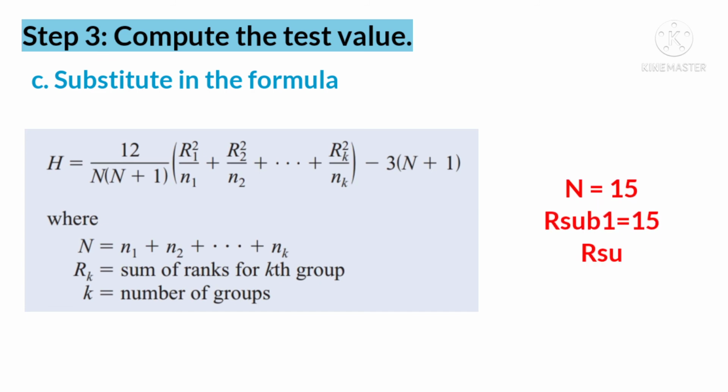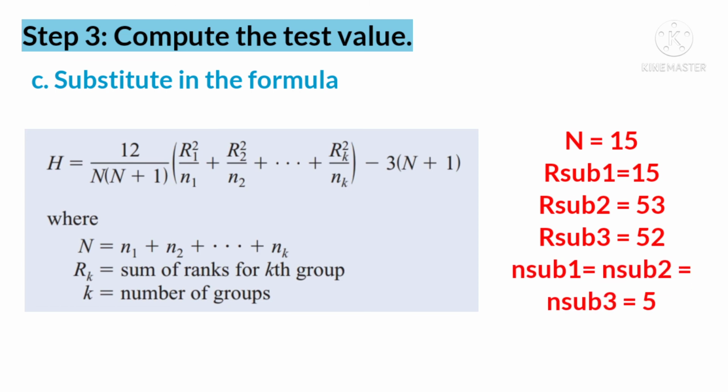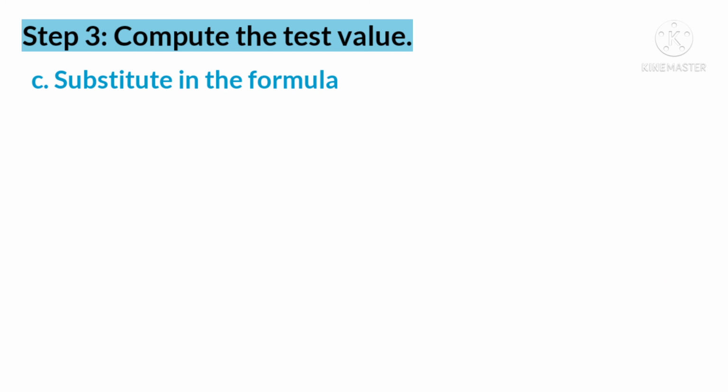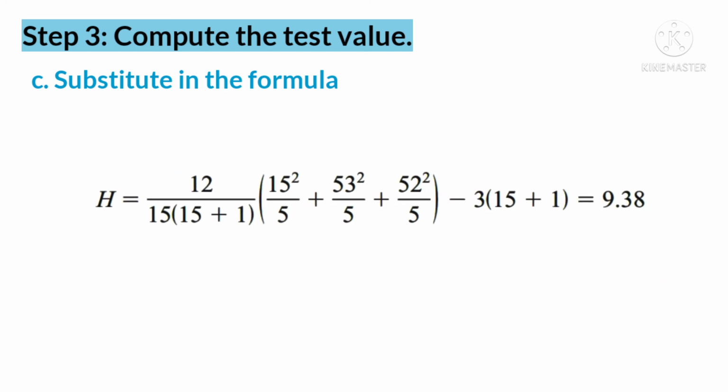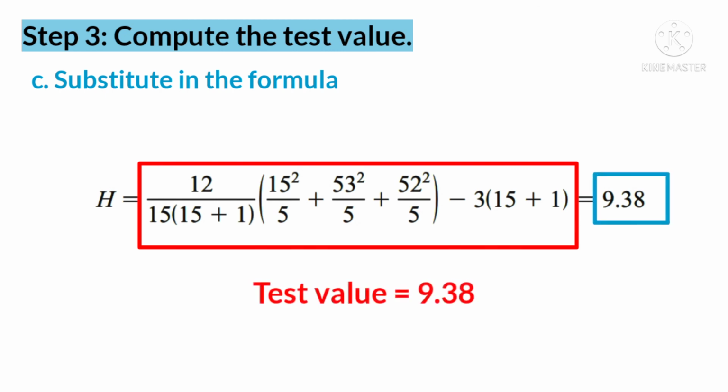So we have N is equal to 15, R sub 1 is equal to 15, R sub 2 is equal to 53, R sub 3 is equal to 52, and N sub 1 is equal to N sub 2, and equal to N sub 3, that is equal to 5. Now, substituting all the values in the formula, we will have 12 over 15, quantity 15 plus 1, quantity 15 raised to 2 over 5 plus 53 raised to 2 over 5 plus 52 raised to 2 over 5, minus 3, quantity 15 plus 1, and that is equal to 9.38. Therefore, our test value is equal to 9.38.